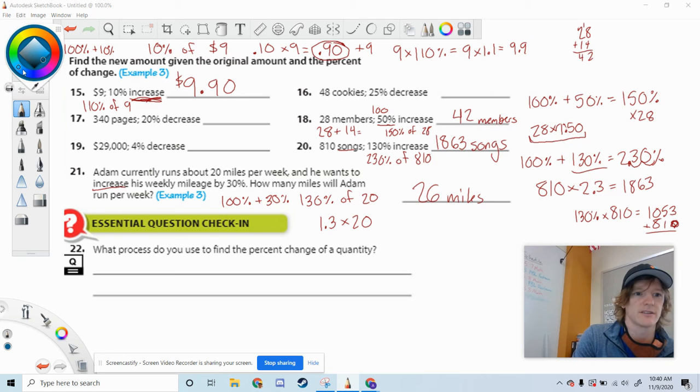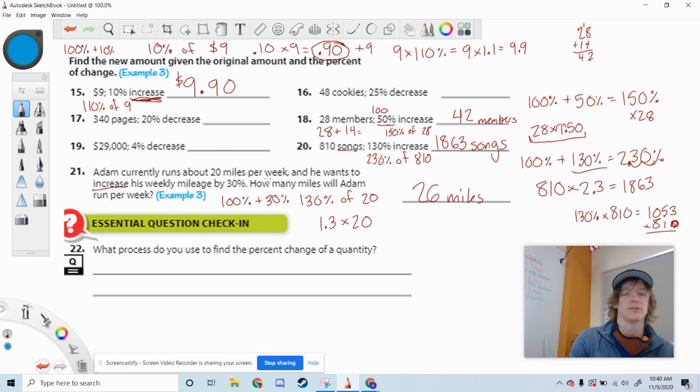Now let's talk about the percent decrease ones. I'm going to change my color so we don't get mixed up. Let's go with some blue here. Percent decrease. Well, remember when we did percent increase, we did 100% plus that amount. When we do percent decrease, we're going to do 100% minus this amount, minus 25%.